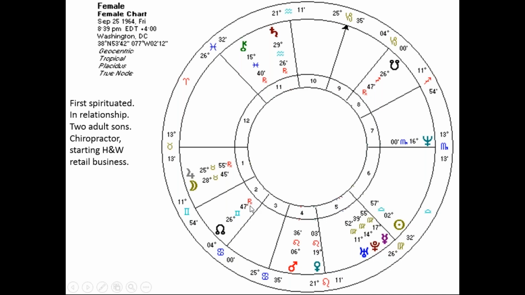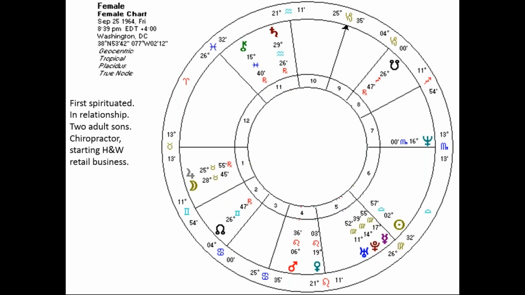And as we see that RX right here, this is someone who was born with the nodes retrograde. Now this means the south node is going to be over here at about 27 degrees Sagittarius and in the 8th house.